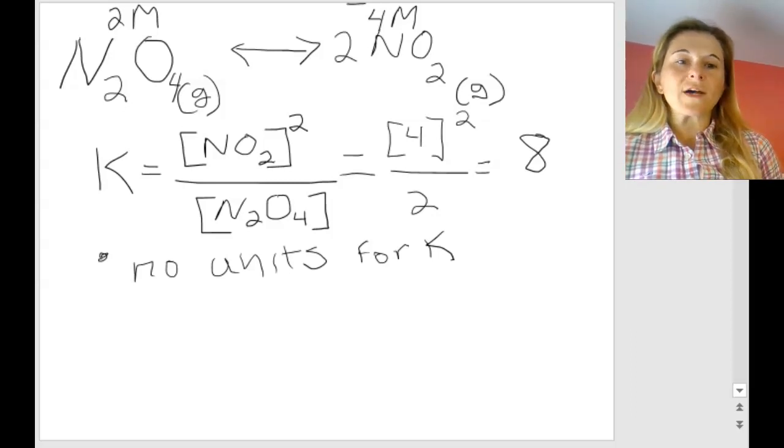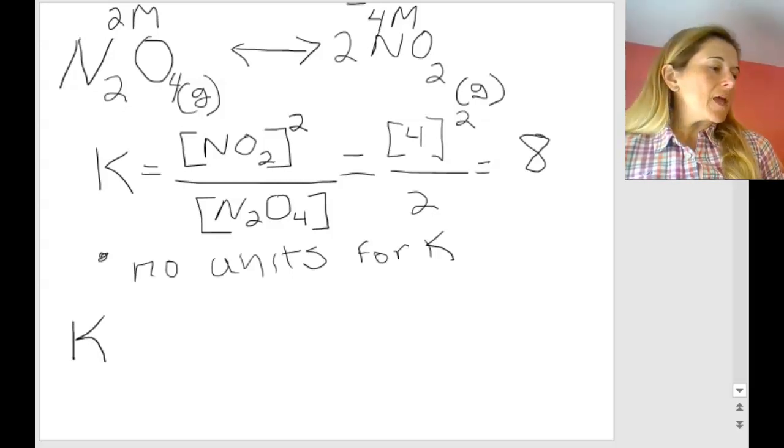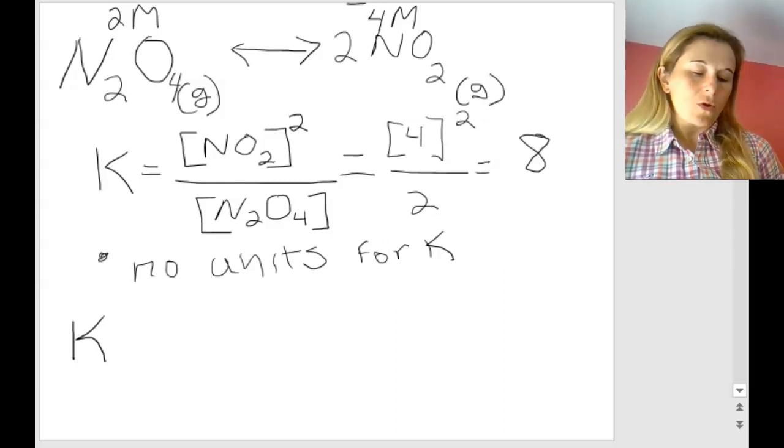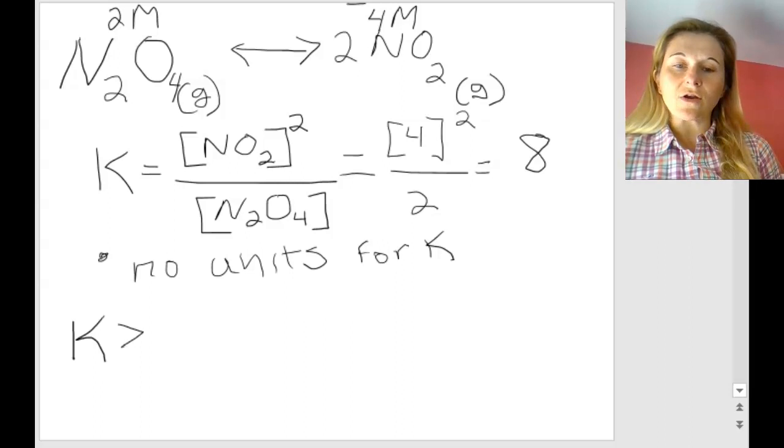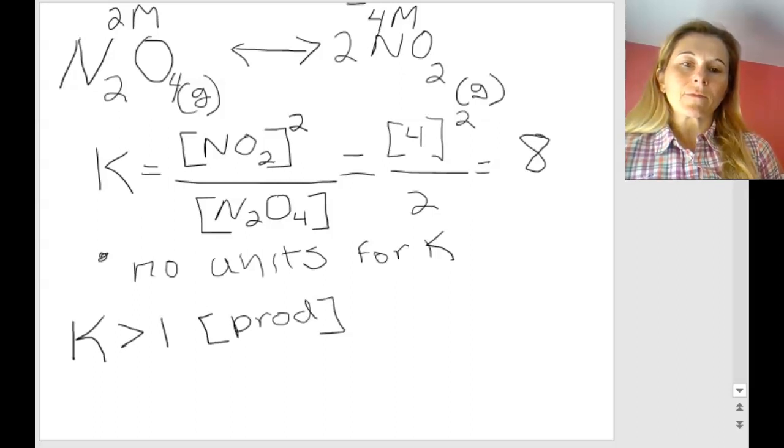Okay, so what does this K mean? I mean, that 8. So if K is greater than 1, then that means the concentration of products is greater than the concentration of reactants.